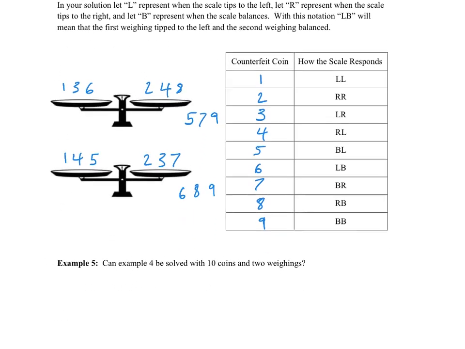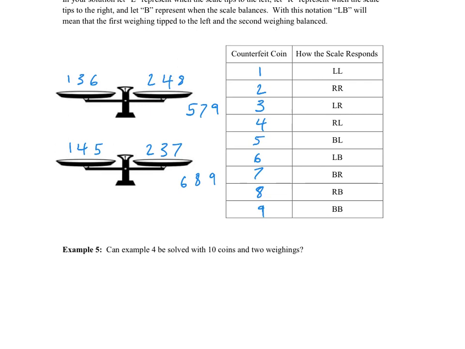A natural question that we might ask about this is, could we do this if we had 1 more coin? Well, what we need is a response for every single coin. So if we had a 10th coin here, we wouldn't have a response for it. What we had to make sure happened in this previous example was that every coin, all of these coins here, had a unique response. So we couldn't use any of them twice. There's no room for a 10th coin here because the scale can only respond in 9 ways.